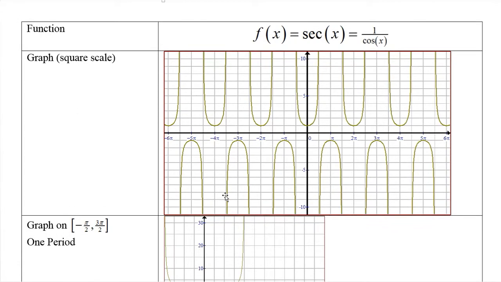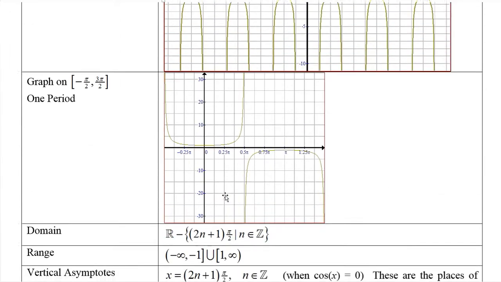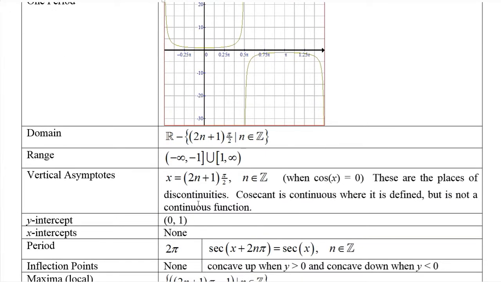Secant is the reciprocal of cosine. You see it again there. Here's one period. Even within one period, it's two disconnected pieces. The asymptotes here happen when the function is undefined, and that happens at odd multiples of pi over 2. So the domain is all real numbers except for odd multiples of pi over 2.